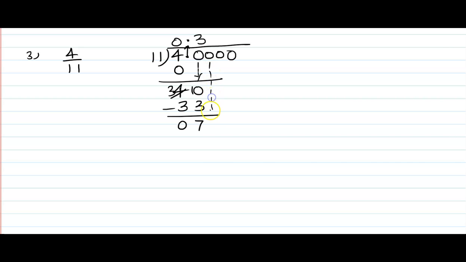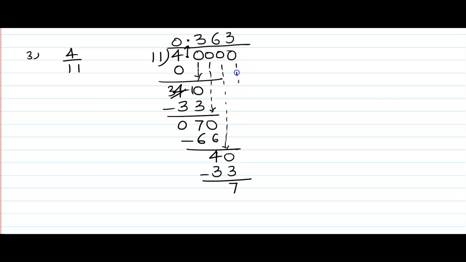The next 0 is coming here. How many 11s are going in 70? So 11 times 6 is 66. 70 take away 66 is 4, and then another 0 is coming, 40. Okay, now 11 times 3 is 33. 40 take away 33 is 7. Then another 0 is coming down. So 11 times 6 is 66. So it is 4. So if you see 36, then again if you put another 0 and it is coming down here.